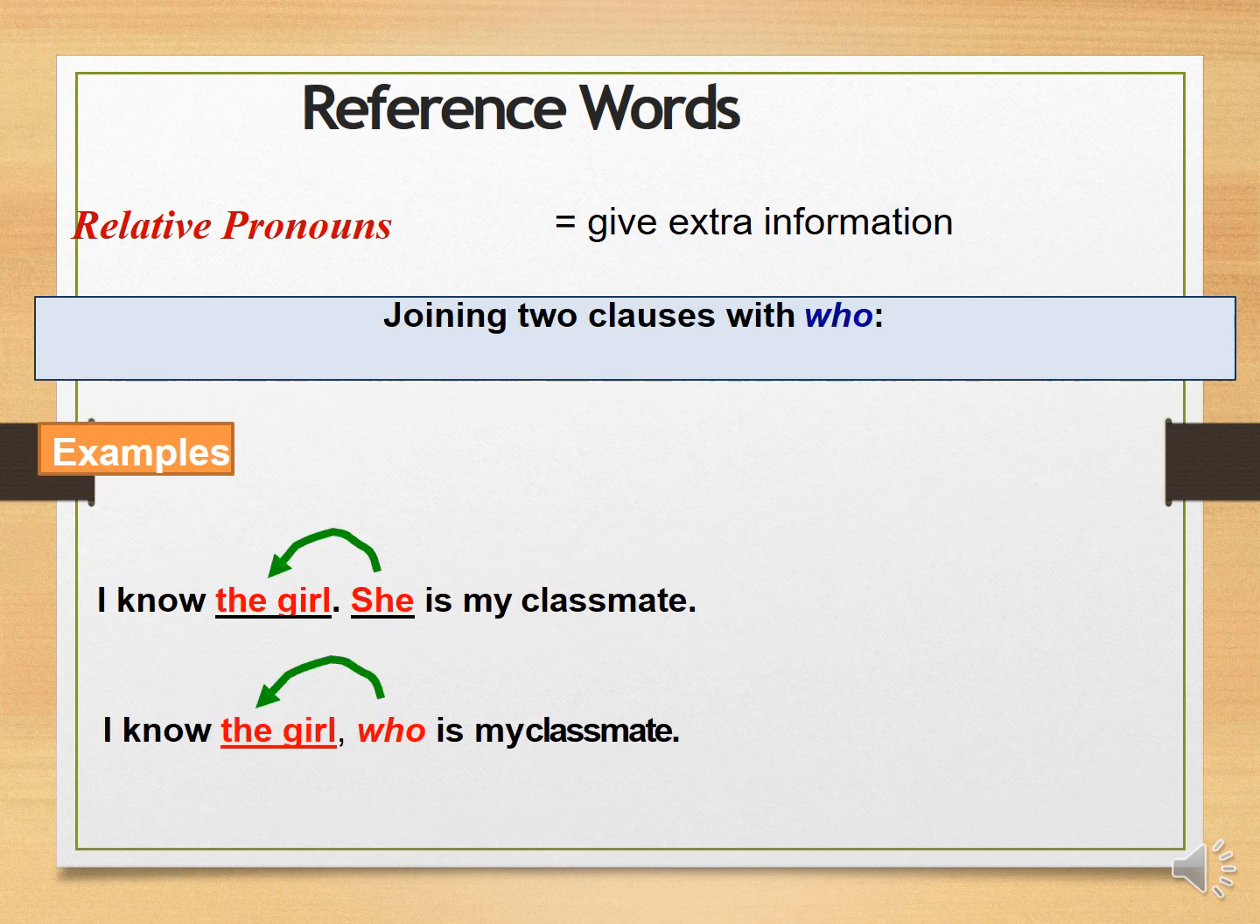I know the girl, she is my classmate. So she here is referring to the girl. I know the girl who is my classmate. So who here is referring to the girl. So I guess we are talking about the same girl here, only you change the structure of the sentence.